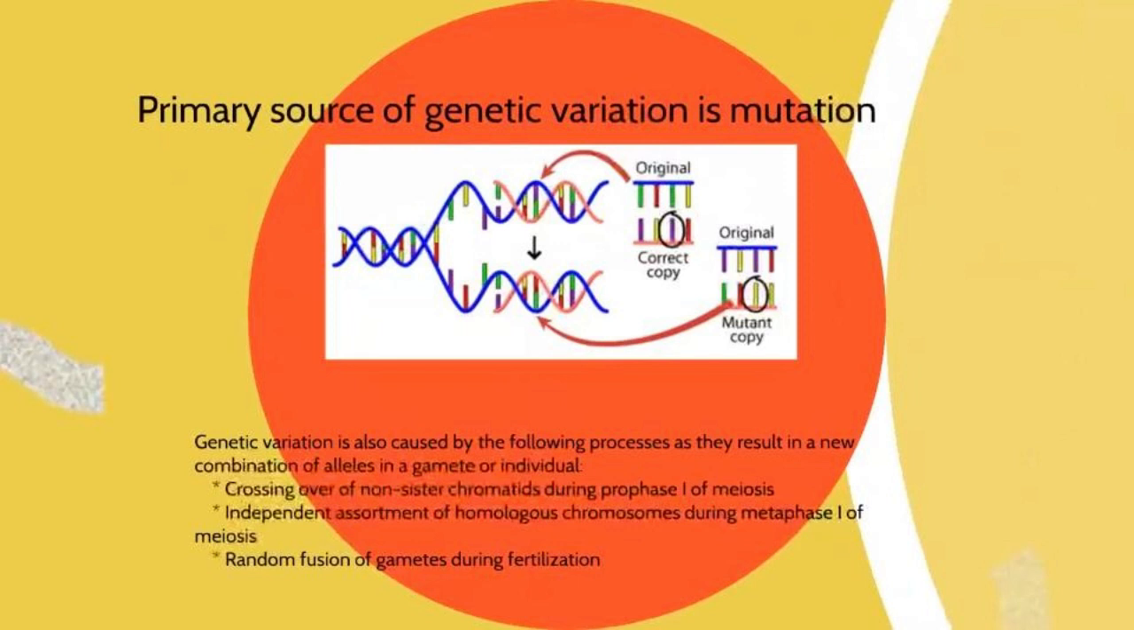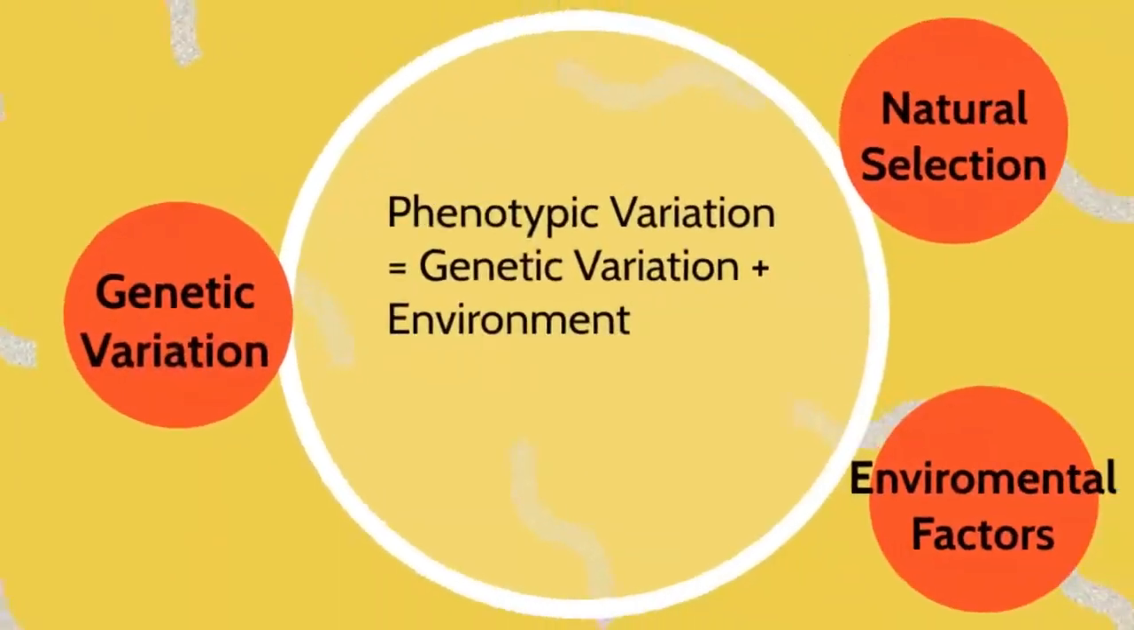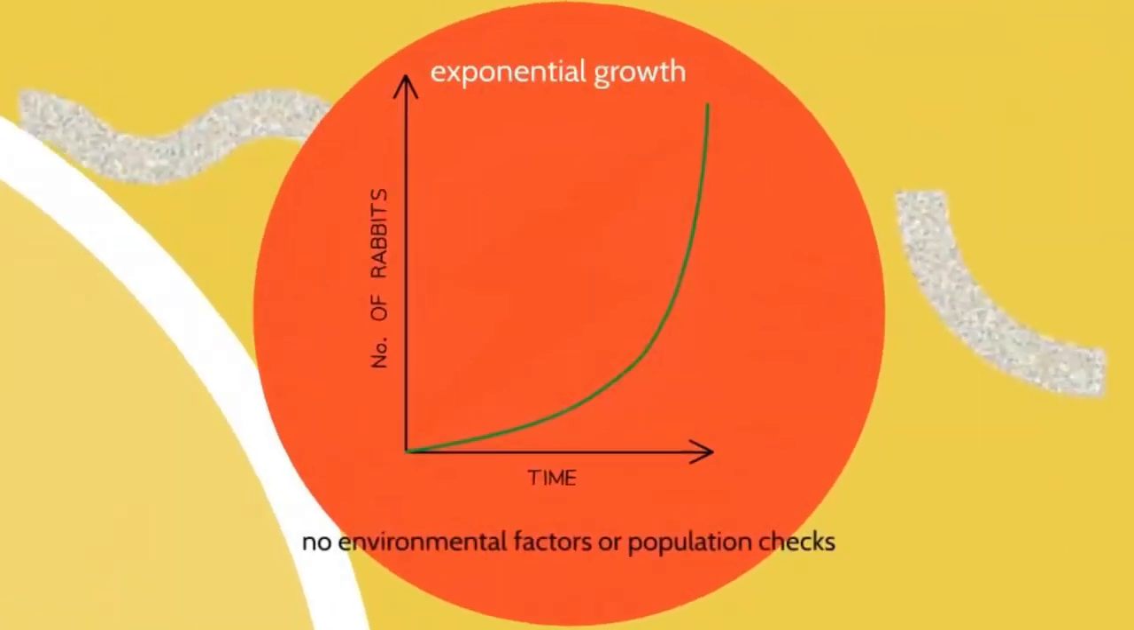And this all ultimately leads to a process called natural selection. Every individual within a species has the potential to reproduce and have offspring, which contribute to population growth. If all the offspring of every individual survived to adulthood and reproduced, the population would experience exponential growth. This type of growth only happens when there are no environmental factors or population checks acting on the population, for example, when there are plentiful resources and no disease.